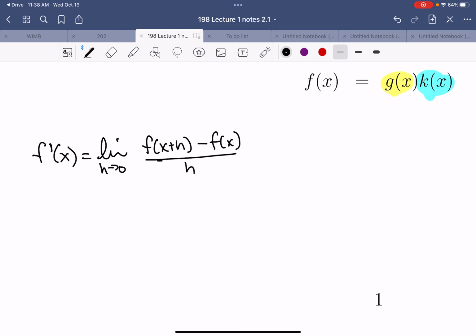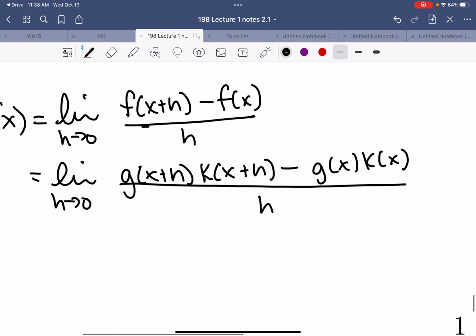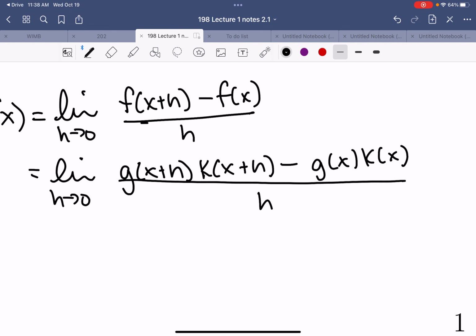I'm going to follow this through exactly how we would have done it in class. Let's plug it in. f of x plus h just means I plug in x plus h where I see x's. So this is g of x plus h times k of x plus h, minus the function itself, which is g of x times k of x, all over h. No problems, except that what we would normally do next is simplify and factor, which I can't do, because they don't have anything in common.